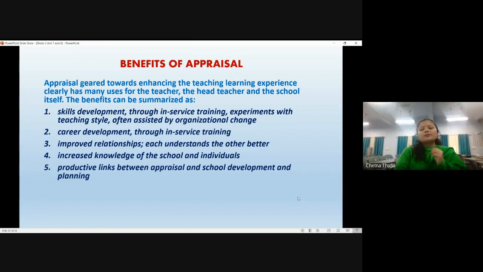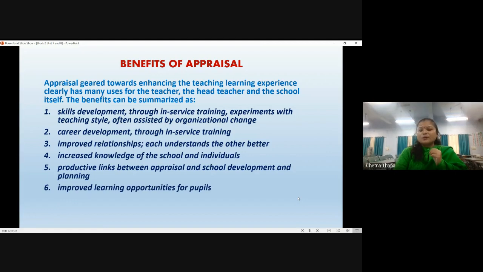Next, there will be productive links between appraisal and school development and planning, because when you are looking forward to school development, you need to know about the staff appraisal, because through planning of the various in-service trainings in the planning structure, you will enhance the capabilities of your staff members, and that will definitely result in school development. So all of these are the productive links.